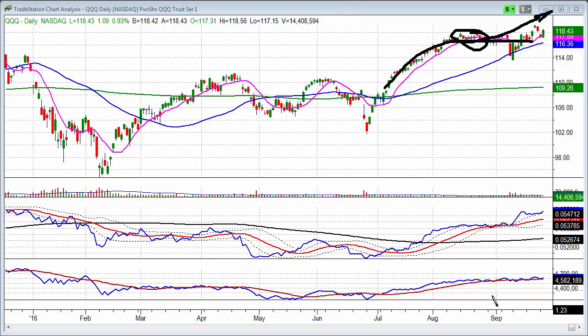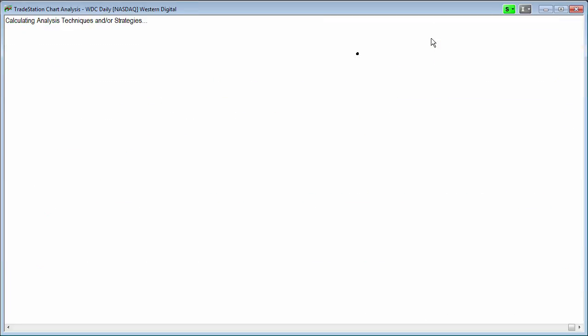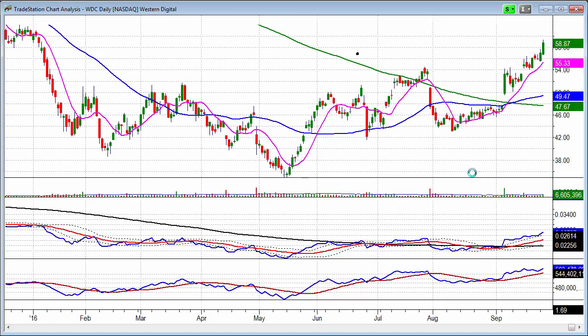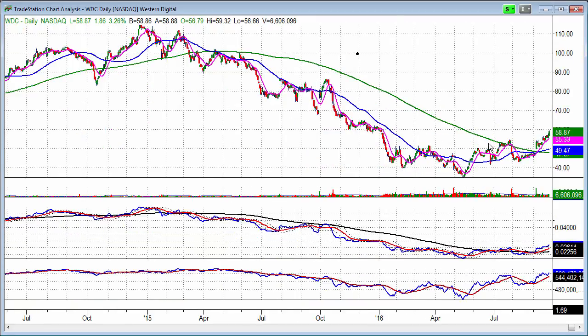A really good example of that would be the disk drive makers. This is a good example because these things seem to be heating up in terms of their leadership. Let's just go to WDC first. If we take a look at these stocks over a longer period of time, it's not exactly what you would think of as a leader. It's been really pounded, but it's spent a long time basing out.